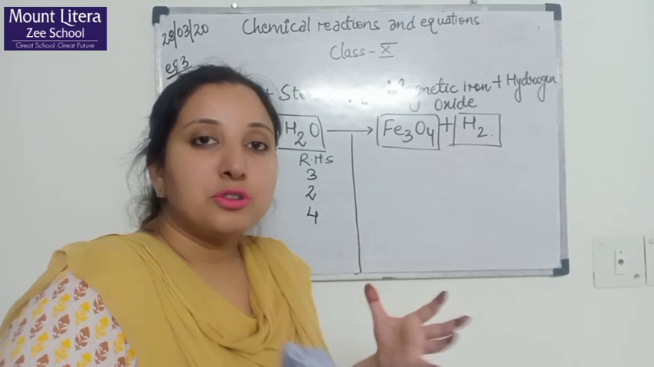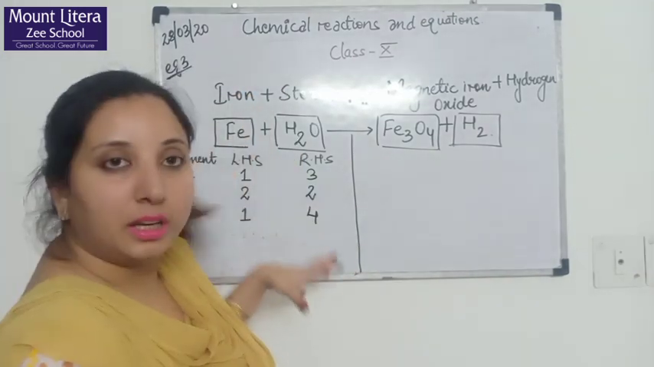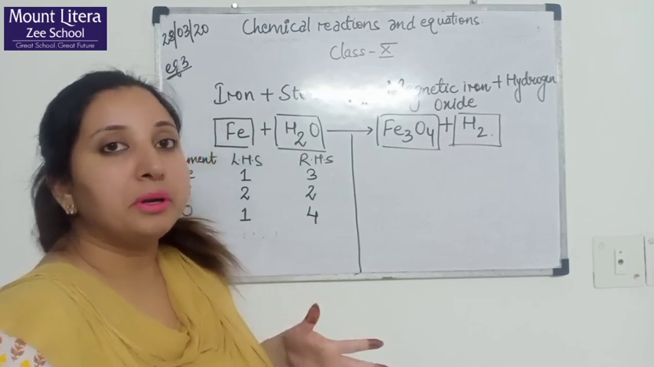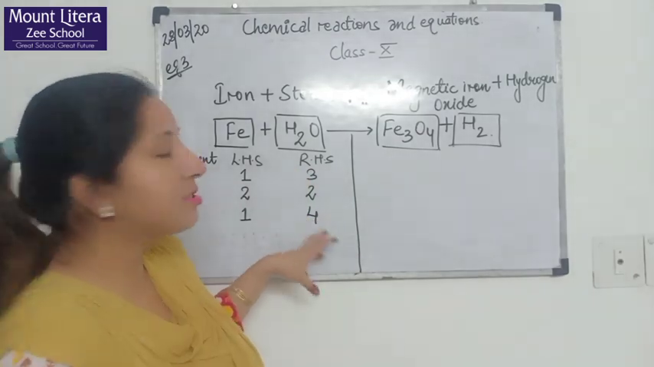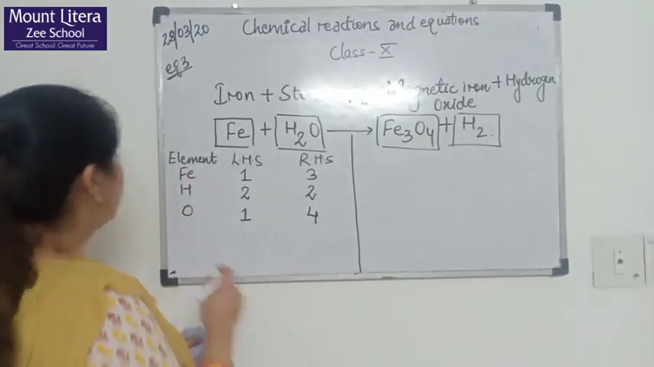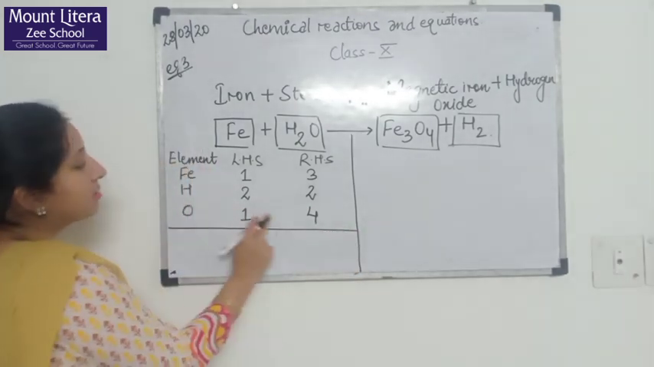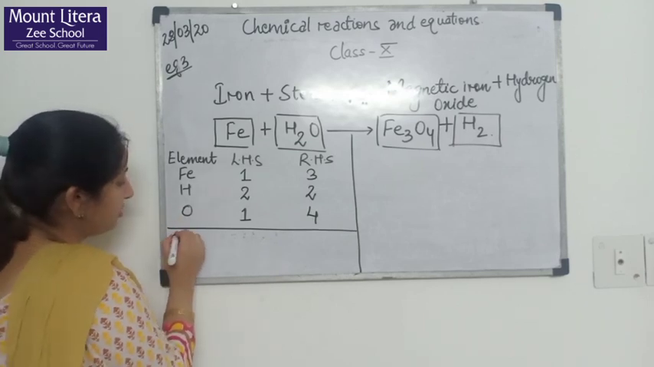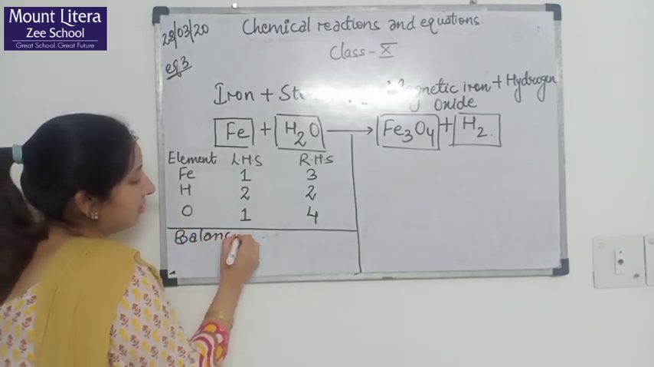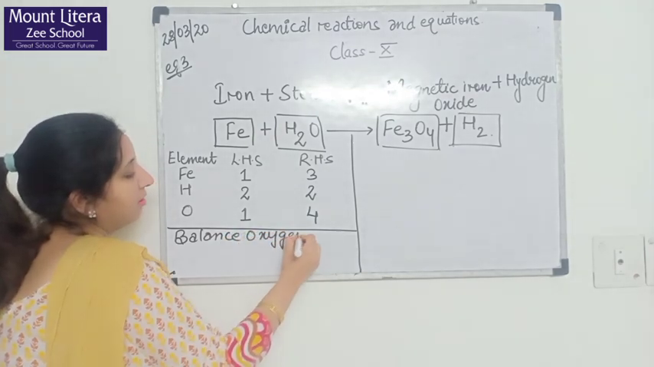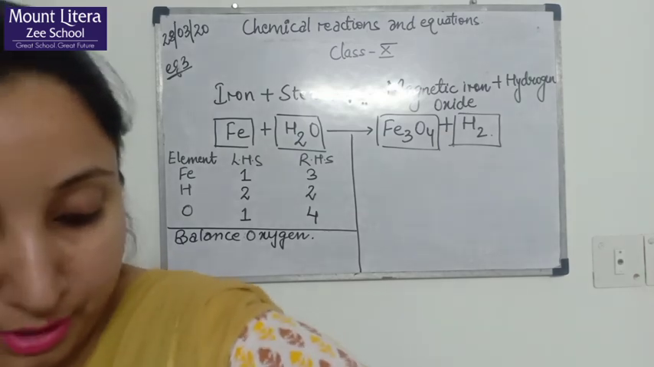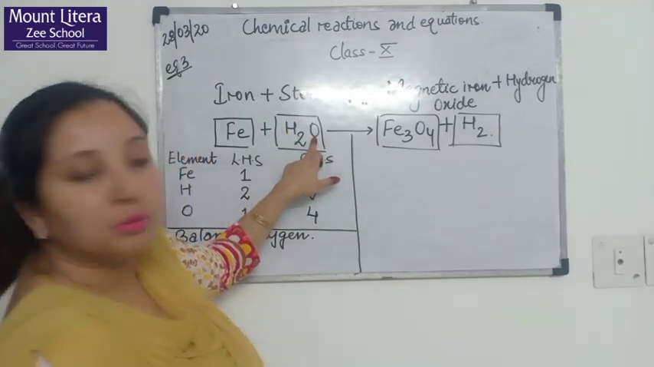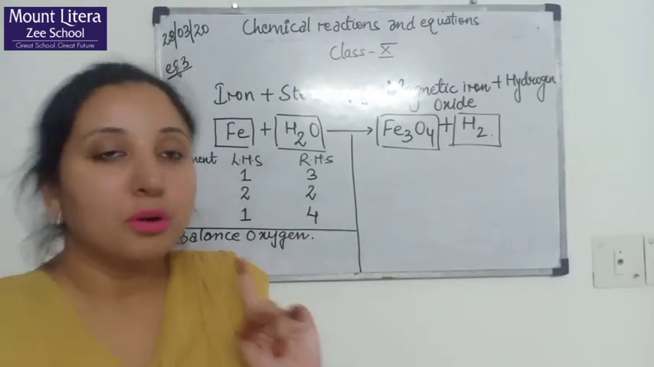Now, the actual balancing part starts over here. Whenever you are going to balance an equation, the very first thing you are going to consider is the element which is maximum in number. Now if you look at this table, the maximum number is of oxygen. So first of all, you are going to balance oxygen at first. Now if you look over here, our oxygen is 4 over here, and over here we are having only and only one oxygen.